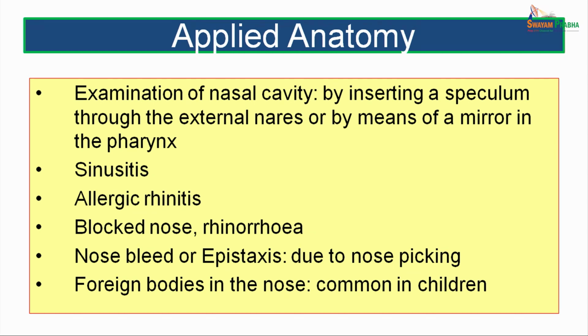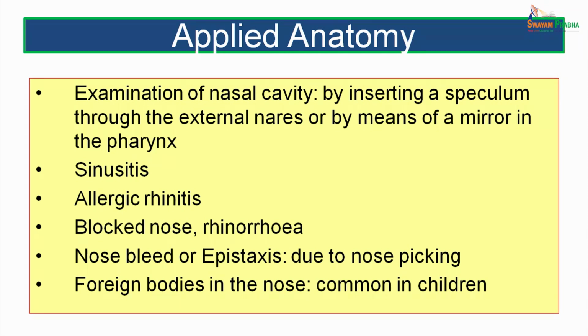Next is the allergic rhinitis, also known as common cold, which is due to inflammation of the mucous membrane of the nasal cavity and the paranasal sinuses. It gives rise to thick mucus coming out from the nasal cavity, purulent whitish discharge from the nasal cavity. Also, inflammation of the mucosa can give rise to blocked nose and rhinorrhea.